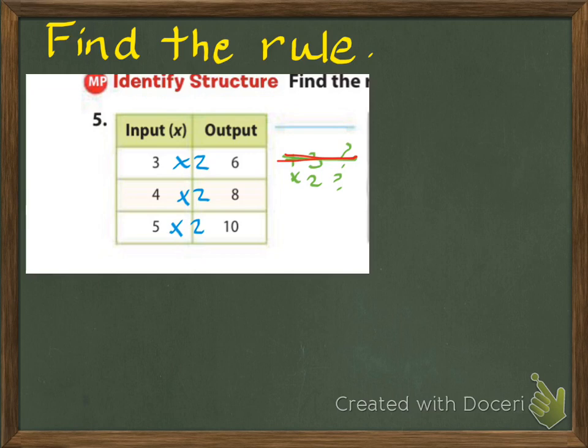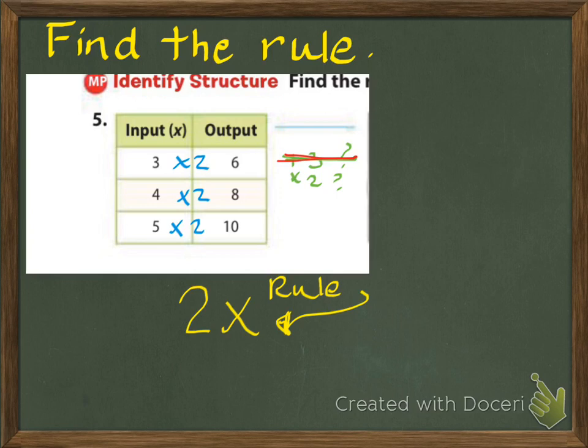So the rule is going to be, okay, so the rule for this is going to be 2x. Now I want to take just a second to show you that this is the rule. So this is the answer for this problem in the mid-chapter check. So hopefully you got that right.